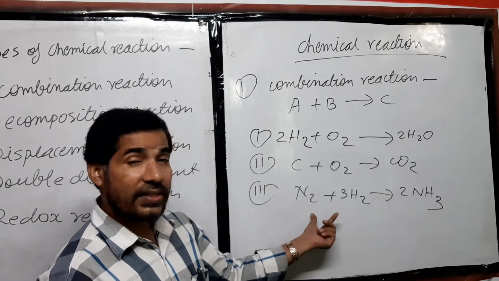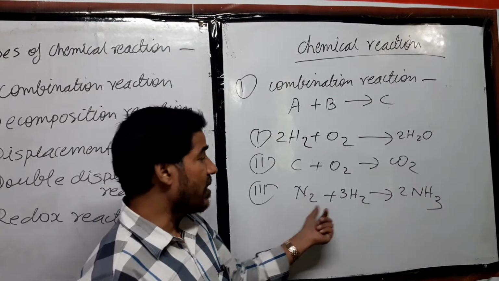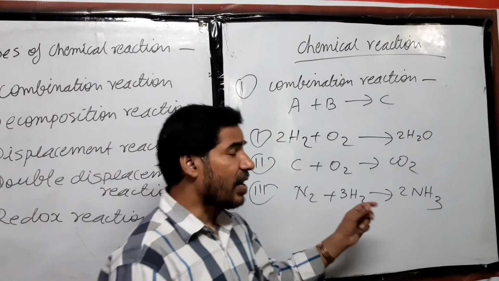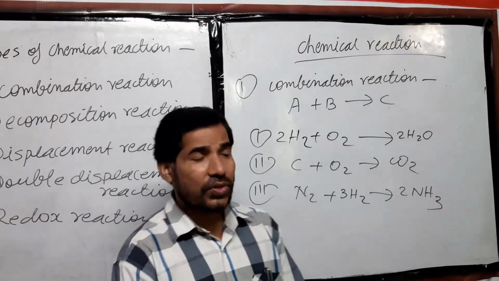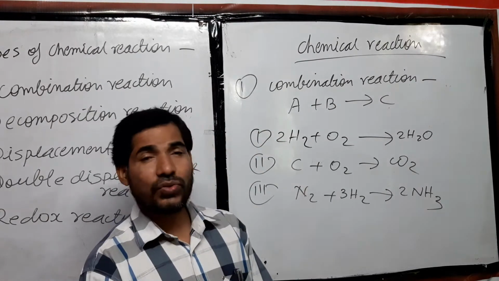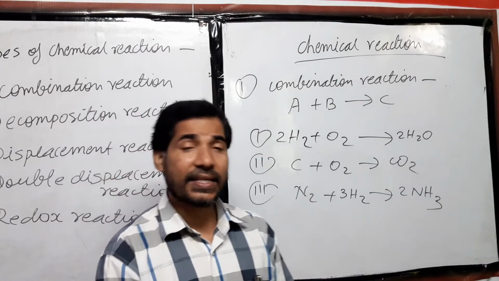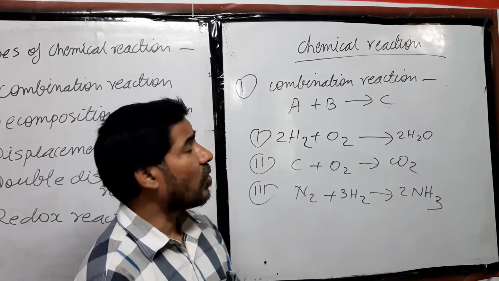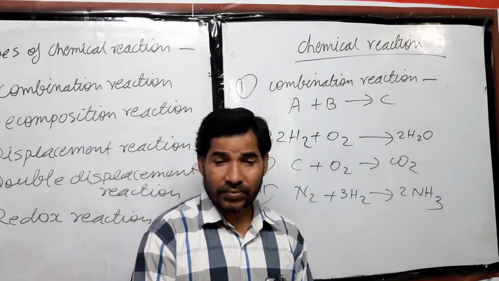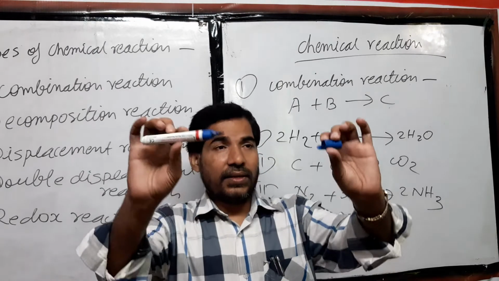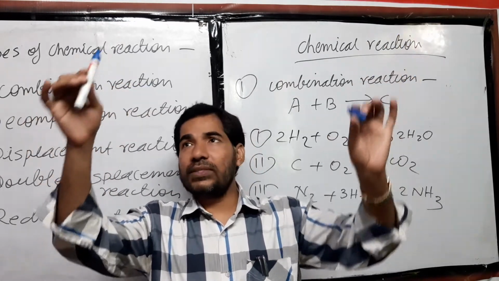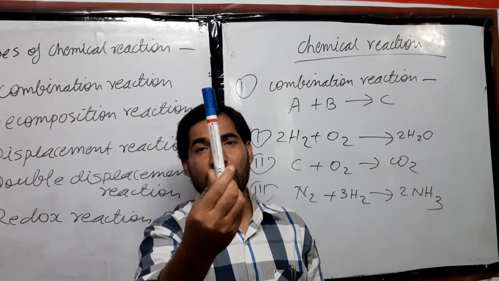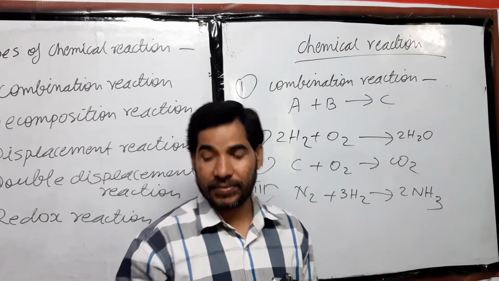In this reaction, you are seeing nitrogen is one substance, hydrogen is another substance, and when both get combined, a new substance, ammonia, is formed. So in these reactions, two or more substances get combined and form a new substance. So all are examples of combination reaction. Suppose that I have two substances, and when both get combined, a new substance is formed. So this is an example of combination reaction.